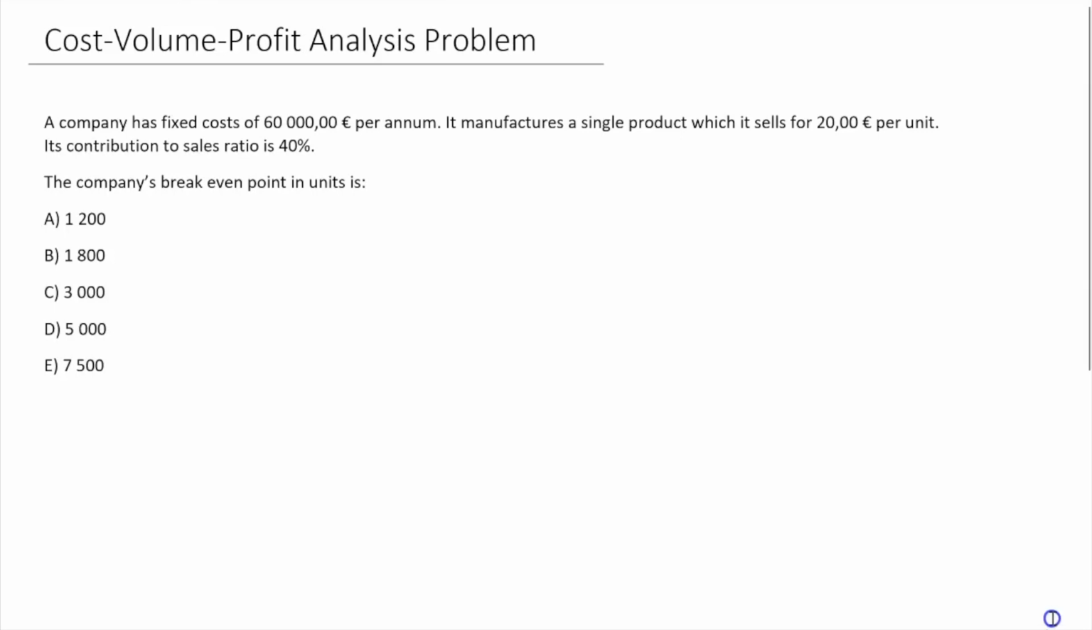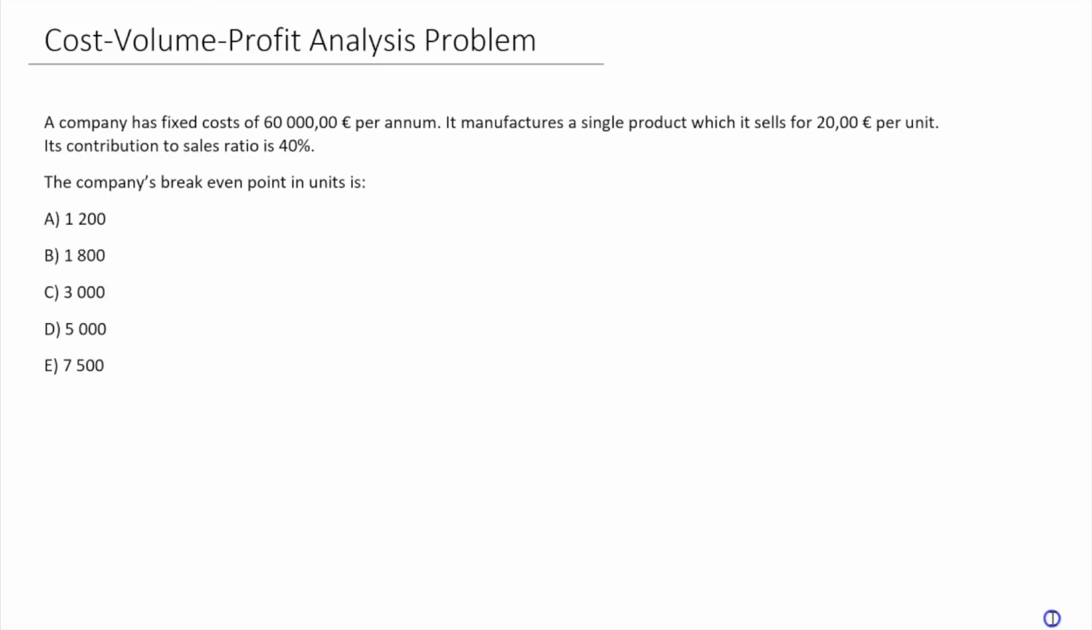In this video, we are going to solve a cost-volume-profit analysis problem. And the problem is as follows. A company has fixed costs of 60,000 euros per annum. It manufactures a single product which it sells for 20 euros per unit. Its contribution to sales ratio is 40%.